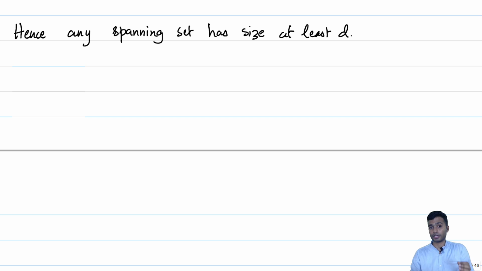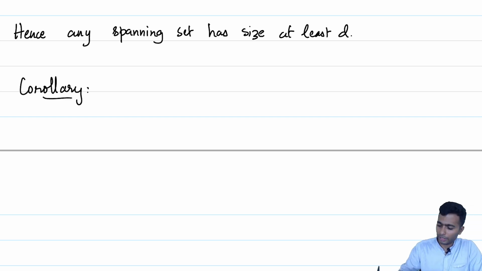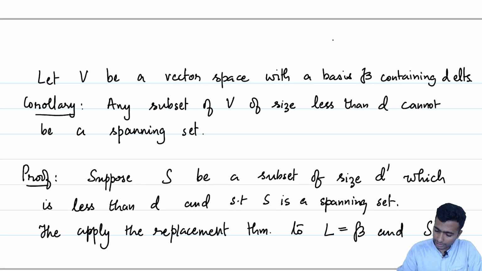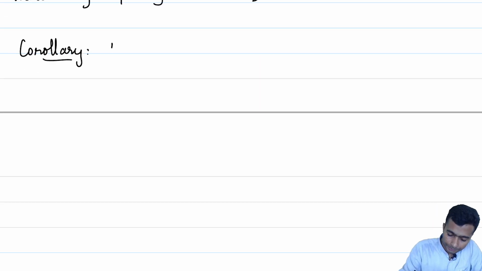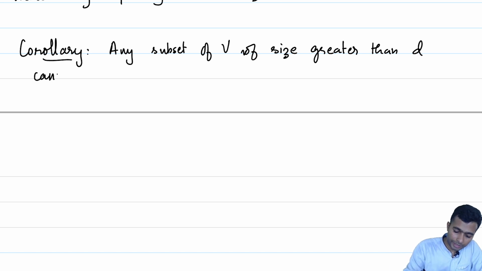Okay, any set of size greater than D cannot be linearly independent. So let us look at another corollary. It is in a similar vein as this. This said that any subset of V of size less than D cannot be a spanning set. The next corollary tells us that any subset of V of size greater than D cannot be a linearly independent set.